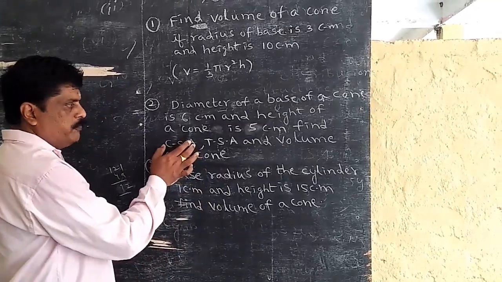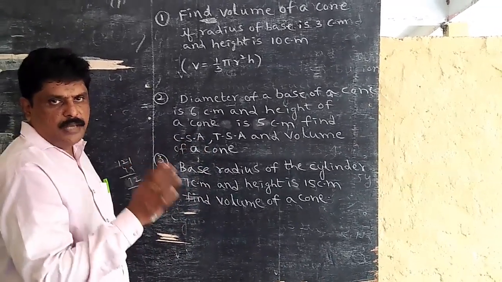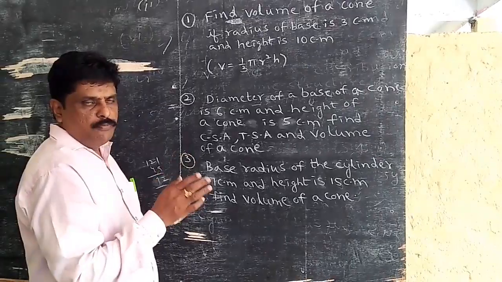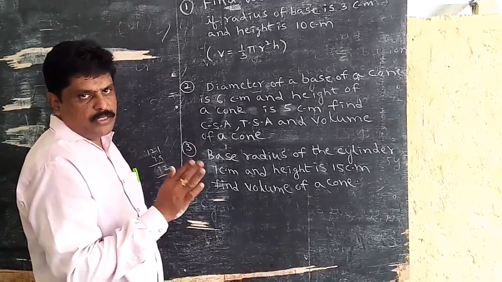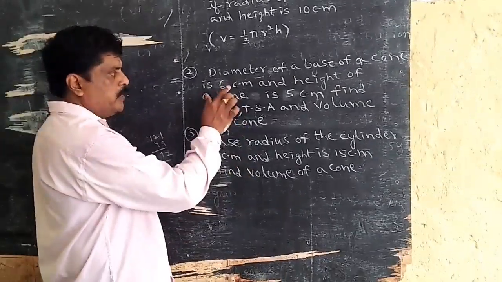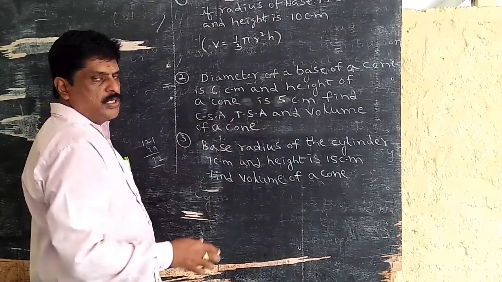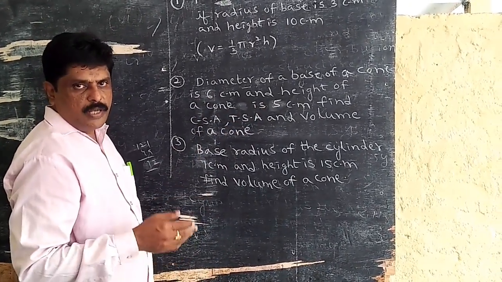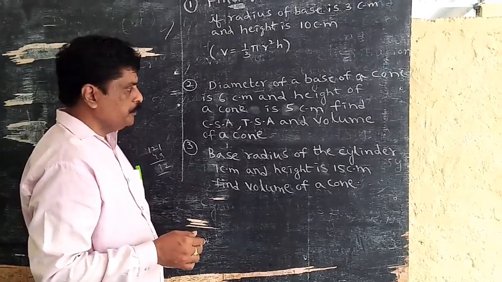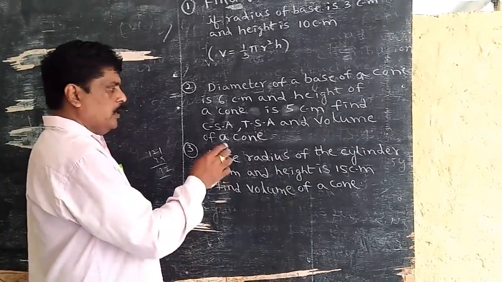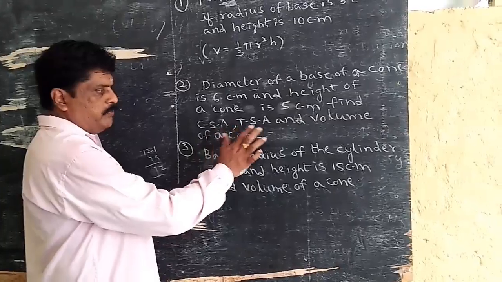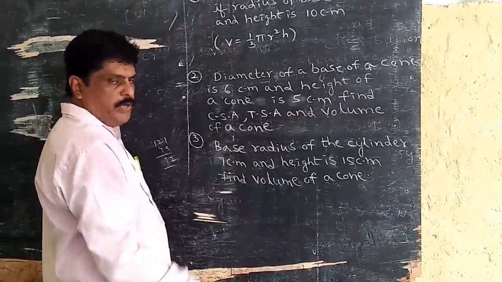Before finding the curved surface area of a cone, you have to find the slant height. You already know the formula for L is equal to square root of R square plus H square. Here R is 3 centimeters and H is 5 centimeters. Then you get the value of slant height. Then you have to find curved surface area, total surface area and volume of a cone.